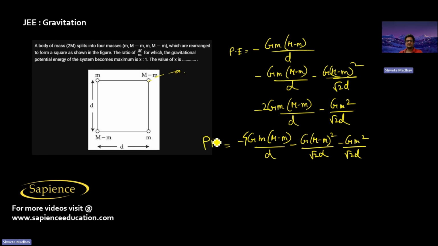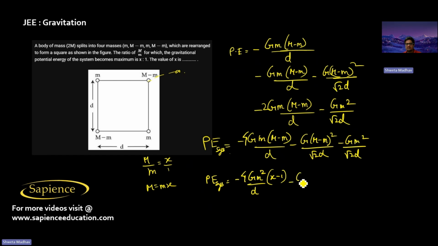So this is the required gravitational potential energy of the system, and this has to be minimized. The ratio of M by m has to be x by 1 if potential energy has to be minimized. So M by m is x. So M is equal to m x. So the potential energy of the system is equal to minus 4 G m square by d into (m x minus m), that is m into (x minus 1), minus G m square by root 2 d into (x minus 1) whole square. Then minus G m square by root 2 d.